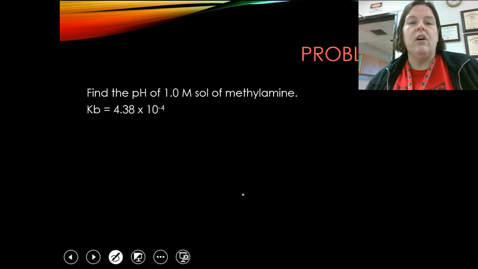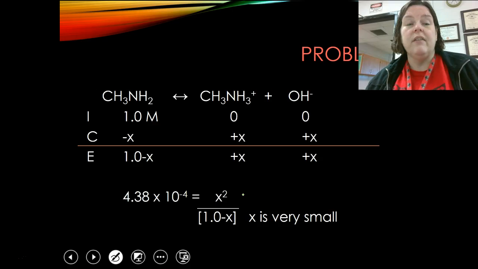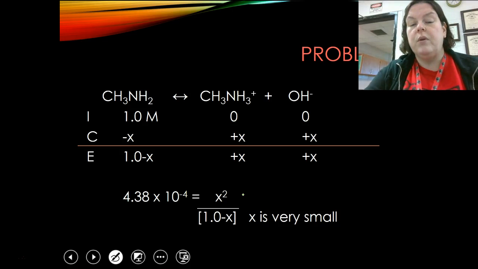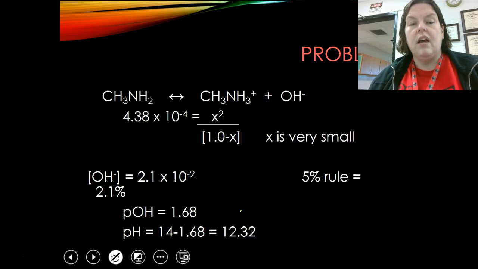So find the pH of a 1 molar solution of methylamine. We see the Kb. It's given us that. So here we are. Ice table time. The Kb looks pretty small, it's times 10 to the negative 4, so we can probably negate that X and just solve. And we get this answer over here.